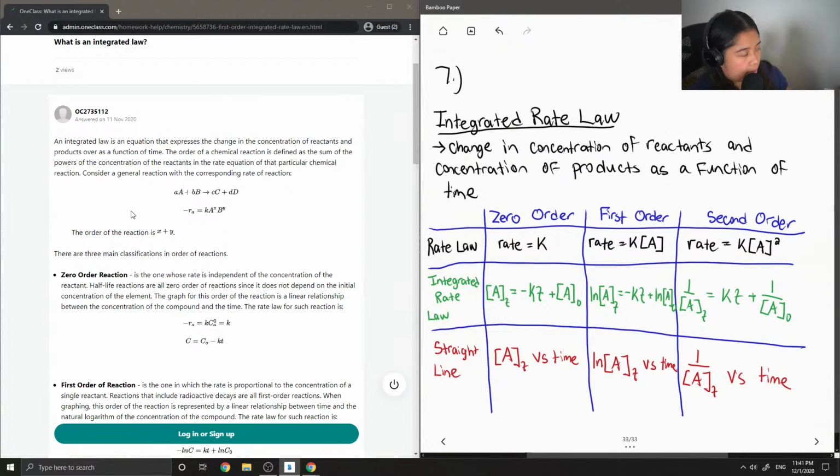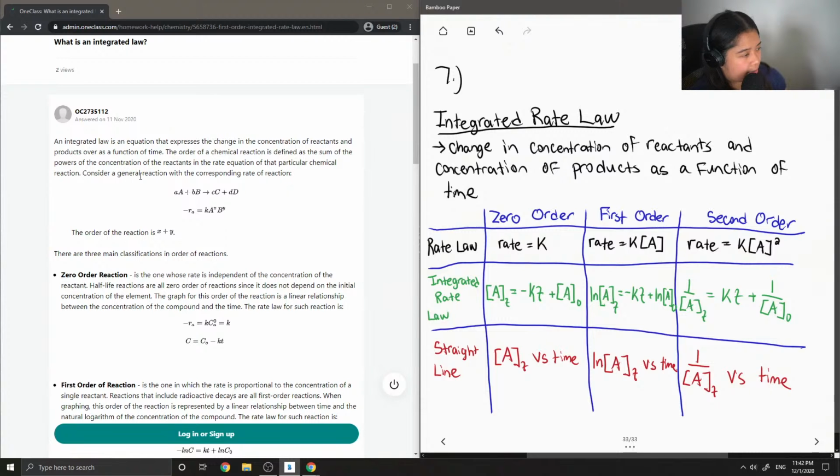So let's see what the junior tutor said. An integrated law is an equation that expresses the change in the concentration of reactants and products as a function of time. The order of a chemical reaction is defined as the sum of the powers of the concentration of the reactants in the rate equation of that particular chemical reaction. Okay.